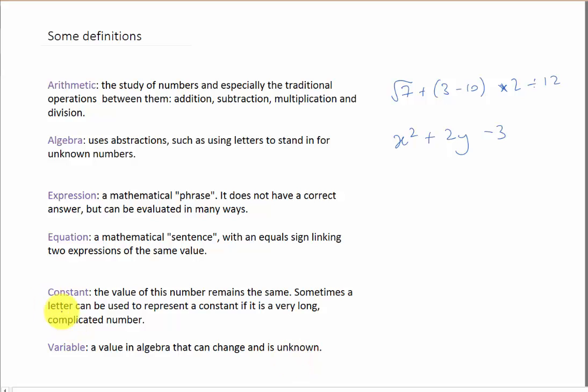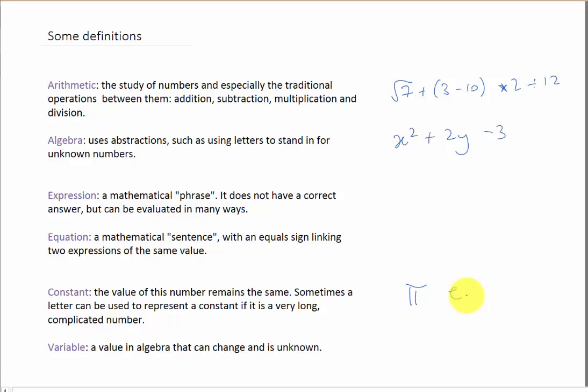We can also use letters as constants, so pi would be an example of that, or the complex number e. So these are also letters that stand in for numbers, but that's just because we don't feel like writing the whole number because they're very long and complicated.